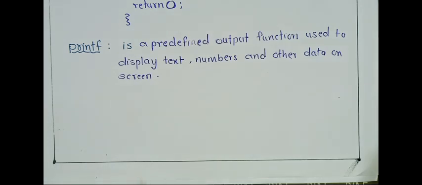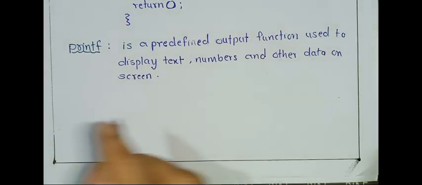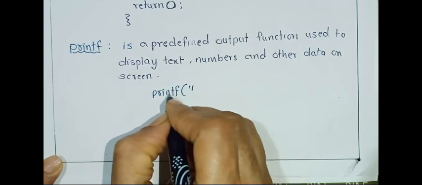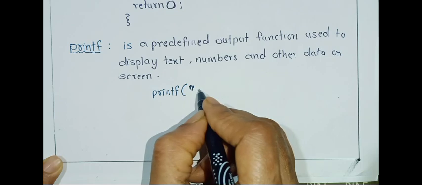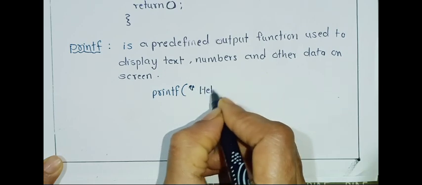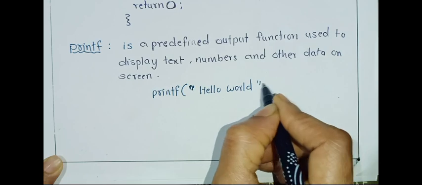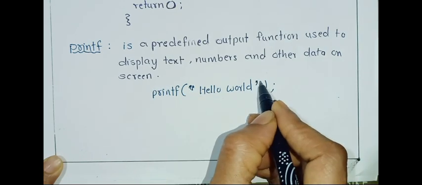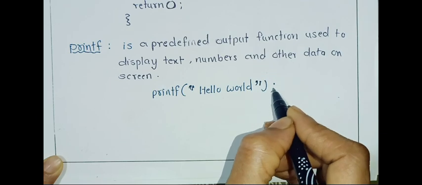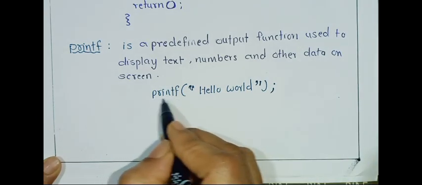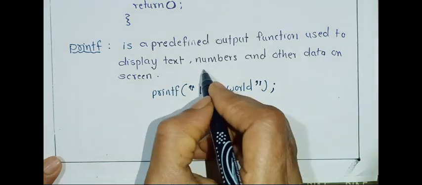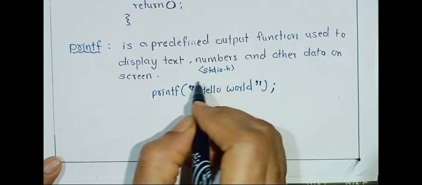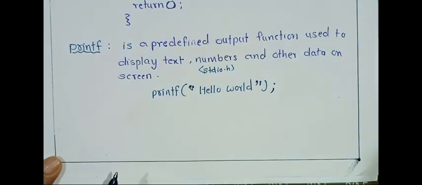How do we write the printf statement? To print a simple message, write printf and put the message in between double quotes, for example hello world. After writing the text or message, complete the double quote, close the bracket and put a semicolon. The printf statement is a predefined output function which is taken from the stdio.h header file.